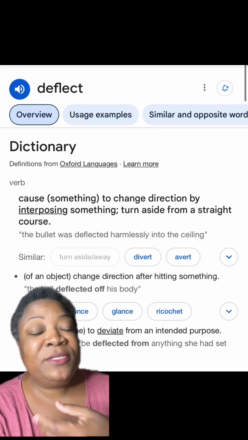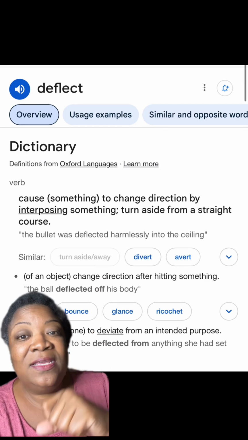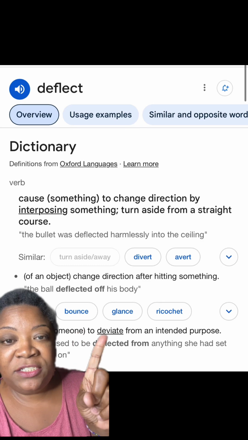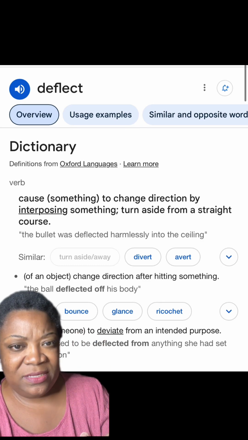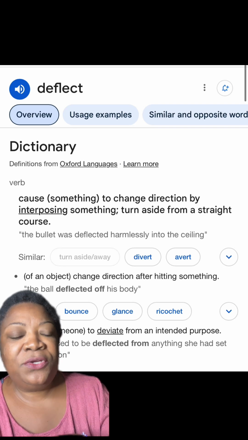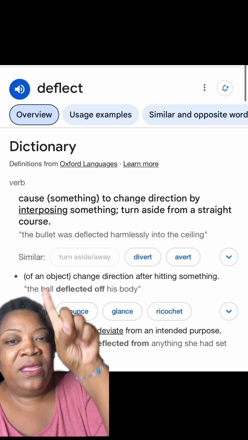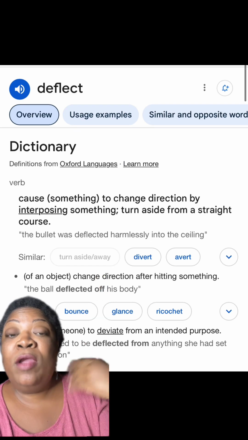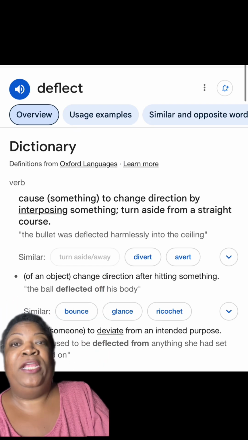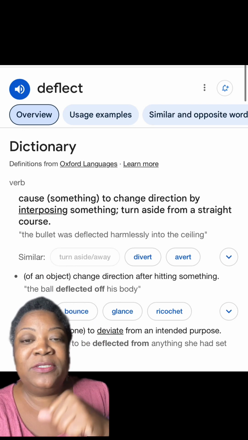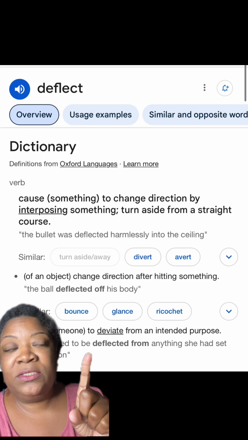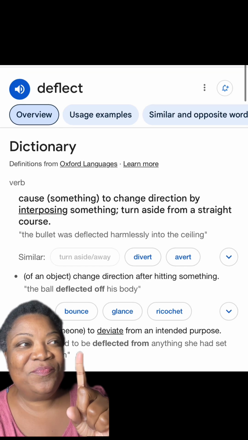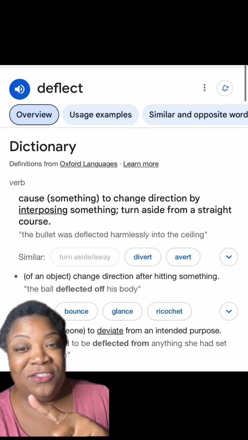And now that brings me to another word, which is deflect. Deflect is to cause something to change direction by interposing something. Okay, so to turn aside from a straight course. The metal casing was deflected harmlessly into the ceiling. Her hand got pushed up or something. This is closer to a diversion than it is to a distraction.